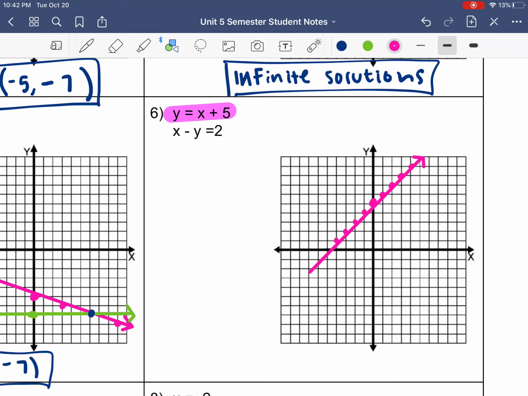Second line required a little bit of rearranging. So for that second line, you needed to get y by itself. So I would say x minus y equals 2. Move the x.